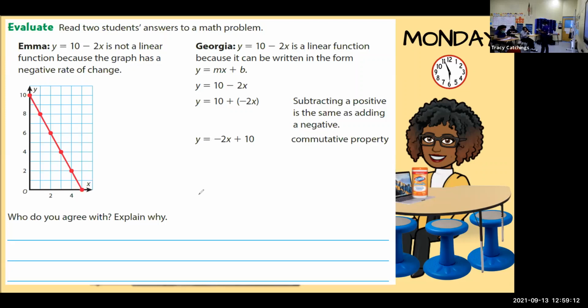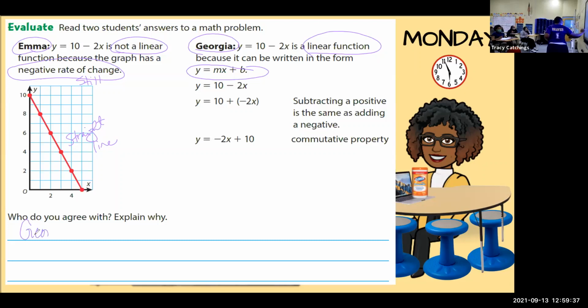I agree with Georgia. Why do you agree with Georgia? Because even though it is a negative rate of change, it's still a rate of change. Okay. And it's going to be a straight line. So Emma said it wasn't linear. Georgia said it was linear because it's in the form. Carla said we agree with Georgia because it is a straight line, and the equation is a function, in linear equation form. Good job.